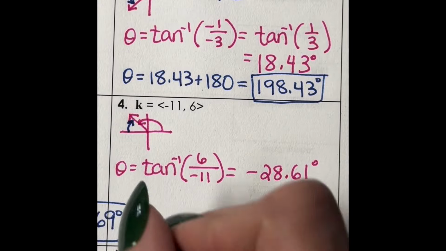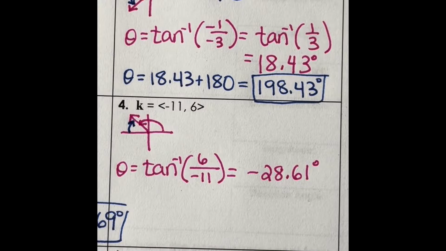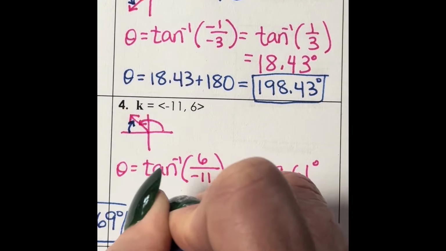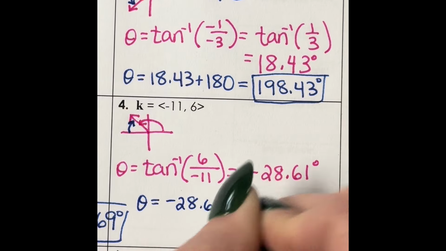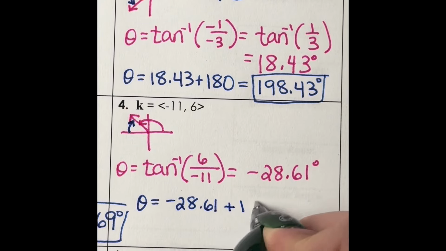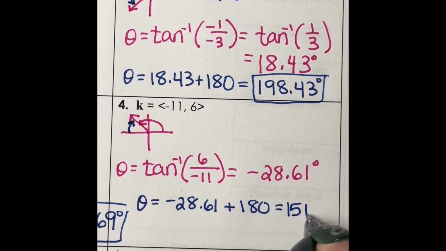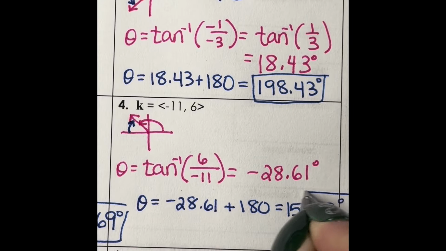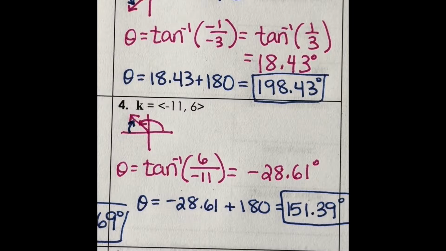So what we're going to do to find our angle, it doesn't make sense to subtract 360. It doesn't make sense to add 360. It doesn't make sense to subtract 180. Those are all going to give us either angles that are much bigger than we need, or they're going to be more negative. So the only thing that makes sense here is we're going to take our angle that we found, which is 28.61, and we are going to add 180 degrees. And that's going to give us 151.39 degrees. That makes sense, right? That's an angle that would be in quadrant 2.